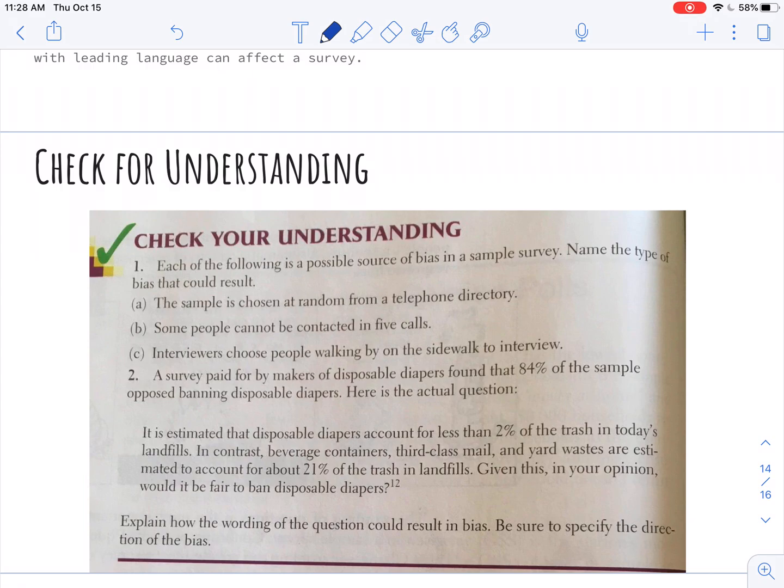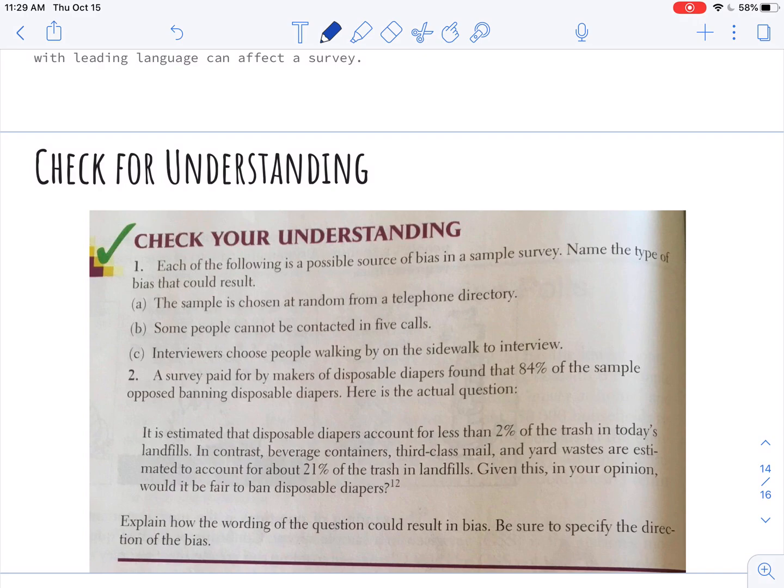Number 2, a survey paid for by makers of disposable diapers found that 84% of the sample opposed banning of disposable diapers. Here's the actual question. It is estimated that diapers account for less than 2% of trash in today's landfills. In contrast, beverage containers, third-class mail, and yard waste are estimated to account for 21% of trash in landfills. Given this, in your opinion, would it be fair to ban disposable diapers?